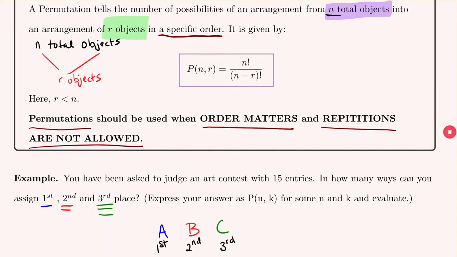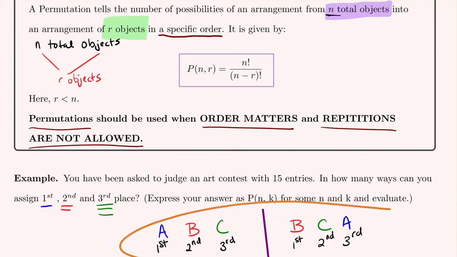But if instead I had B picked first, then C, and then A, by how our labeling works, B would be applied first place because it was picked first. C would be applied second place. It was picked second. A would get third place.